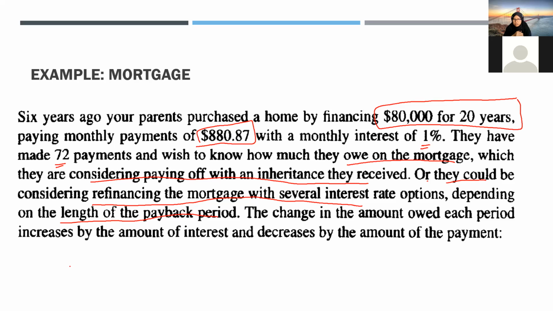Okay, and then what we want to know is how much they owe on the mortgage. Berapakah kalau katakan 10 tahun tu berapa mereka ada hutang lagi. Kalau dalam 15 tahun ada berapa lagi hutang, macam itulah. The change in the amount owed each period increases by the amount of interest and decreases by the amount of payment. So the change in the amount owed increases by the amount of interest. Sebab dia interest tu 1%, and decreases by the amount of the payment.